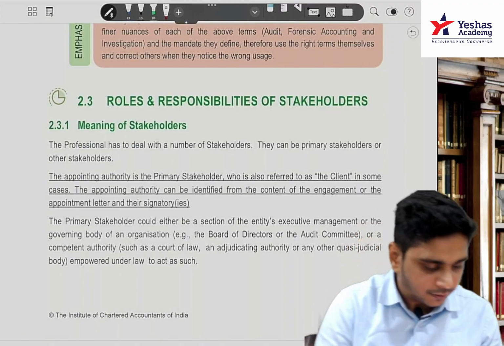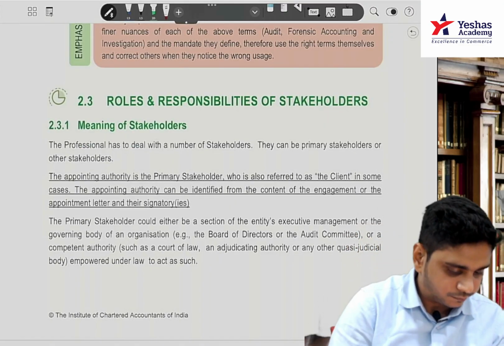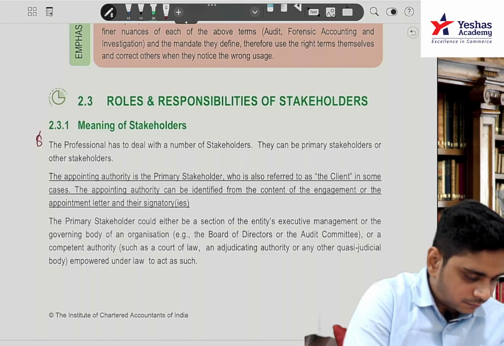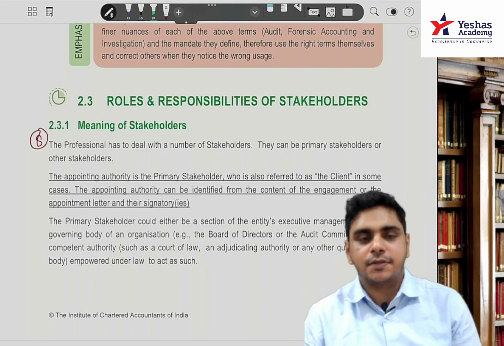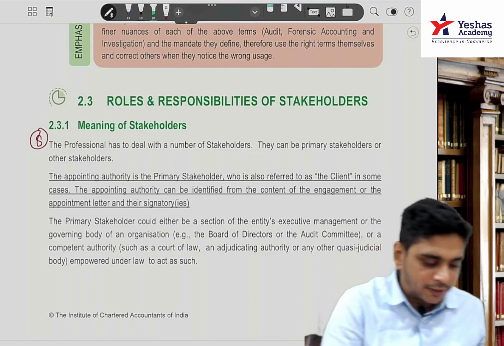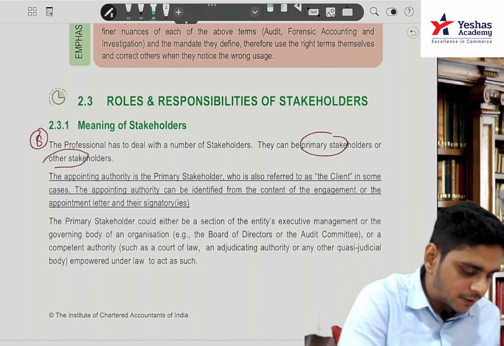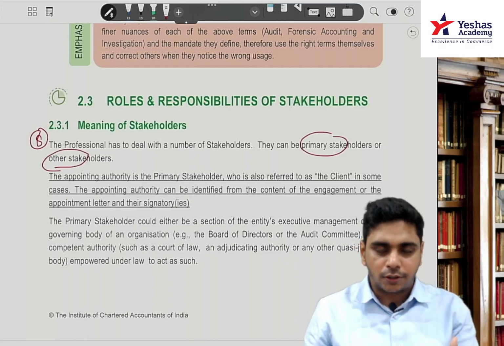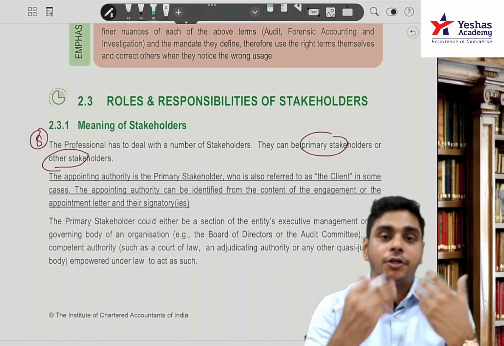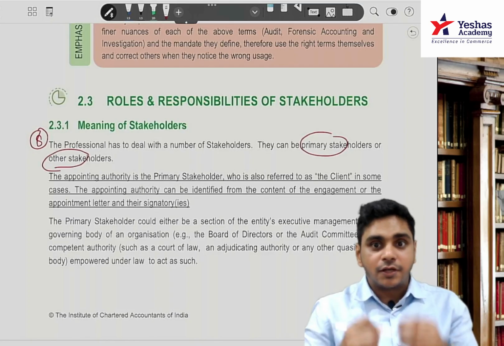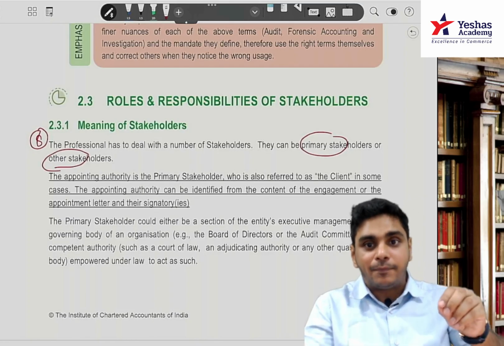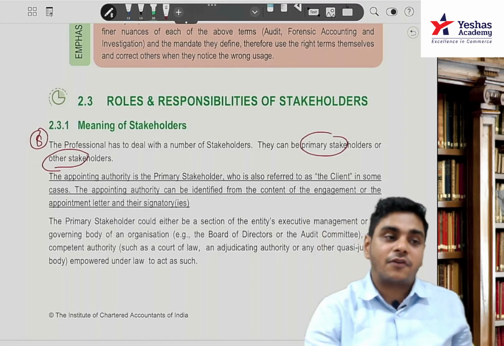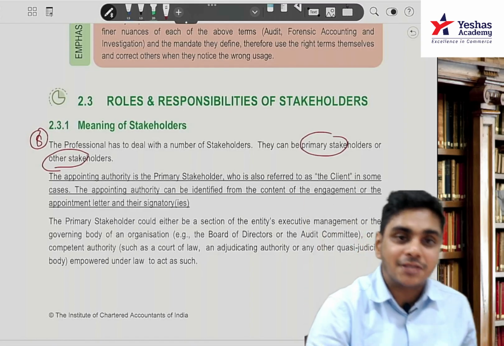Now we are doing the 8th answer. Meaning of stakeholders. So stakeholders can be of two kinds. One would be the primary stakeholders, the other could be the other stakeholders. The primary stakeholder here would be the person or the authority or a department who has appointed you. Now you will give the report to them and they will be presenting before some other people. People who are getting affected by that would be called other stakeholders.